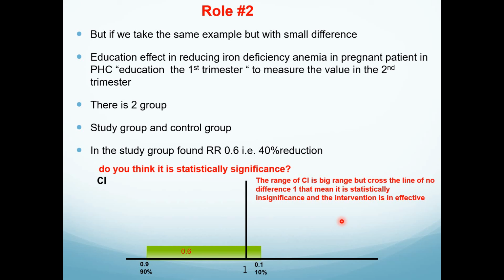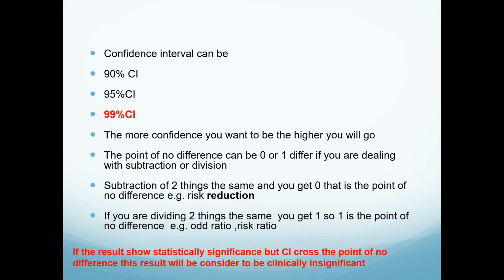We have to analyze more, look more at our research or our intervention, the educational material, and you cannot generalize this educational material to the whole population because it gives a negative effect and it crosses the line of no difference. So now we agree that a study which reports a confidence interval will be considered more complete and more informative.